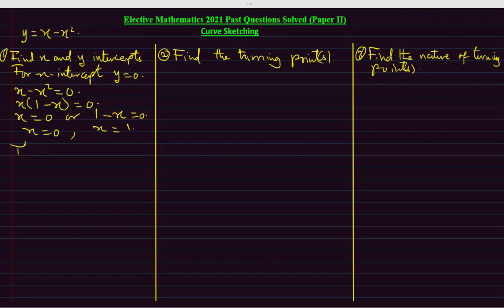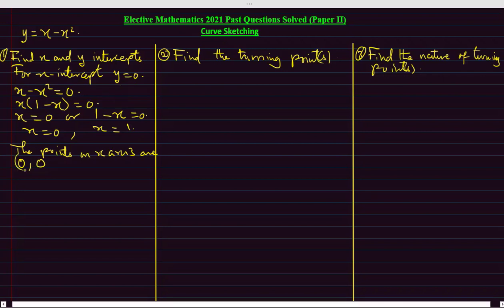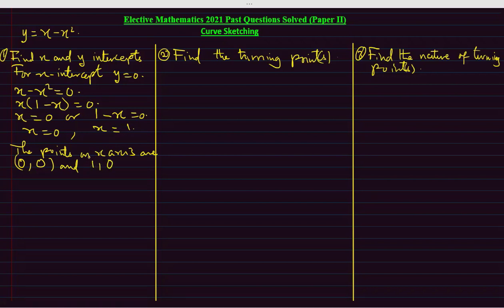So the points on the x-axis are: pick the x, which is 0, and then the y is 0, and another point, x is 1, y is 0. So therefore we have 2 points on the x-axis.